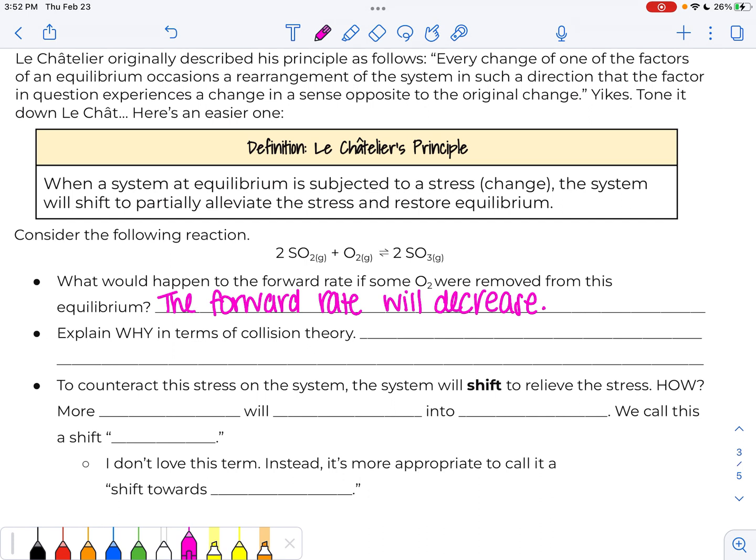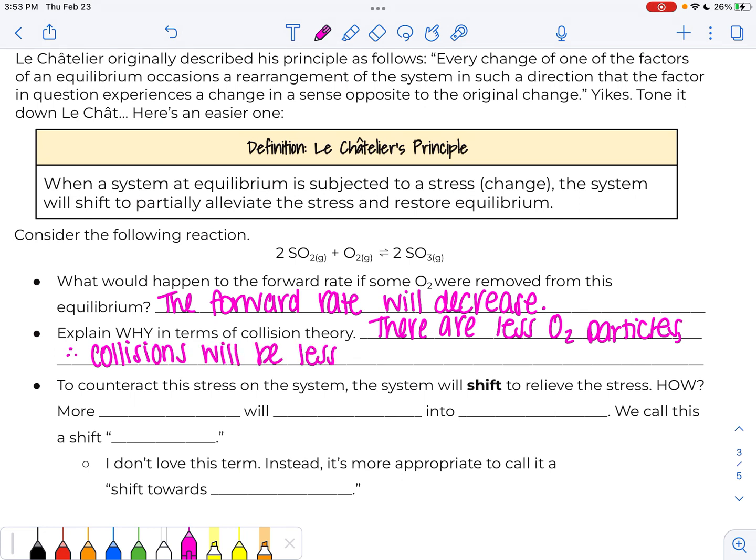So we can explain why this is true in terms of collision theory. If you remove some of that oxygen, you have less oxygen particles available, which means that collisions are going to be less likely. And if you have less collisions happening, there's not going to be as much product production in this system. So there are less O2 particles. Therefore, collisions will be less likely.